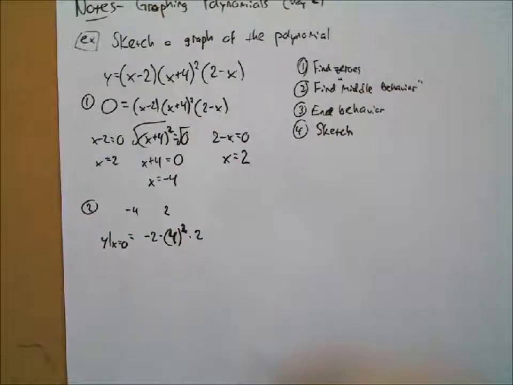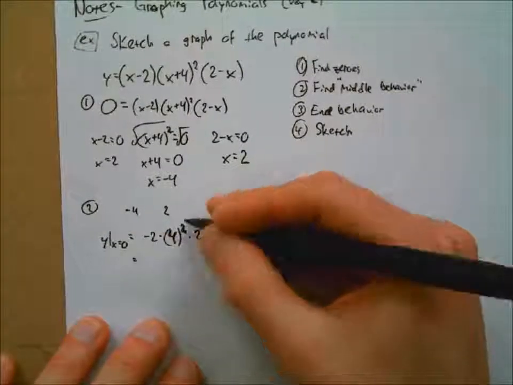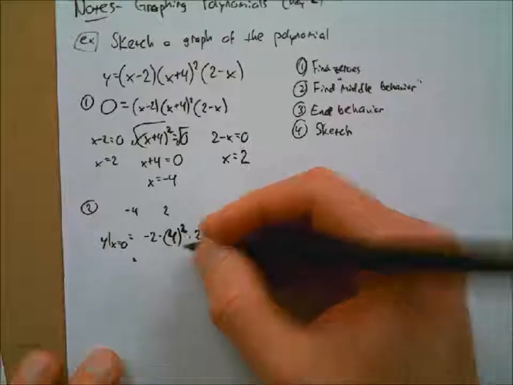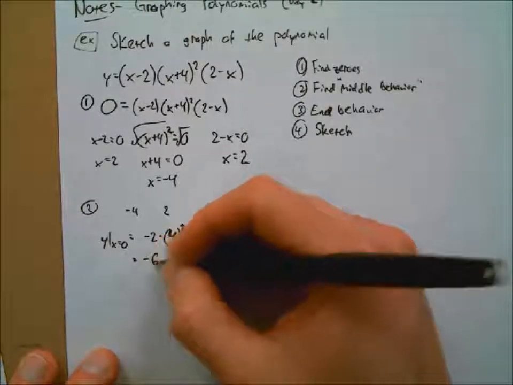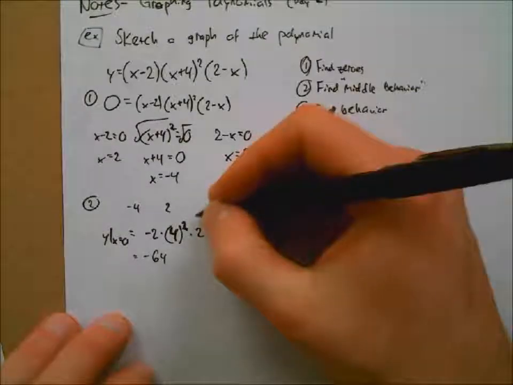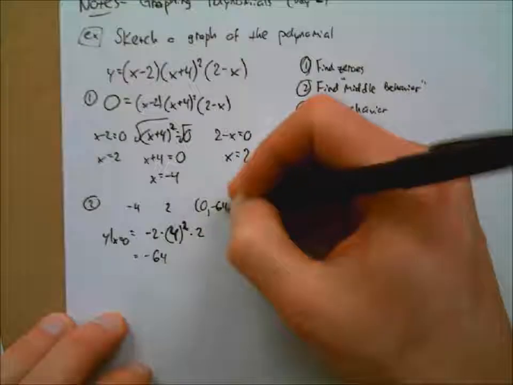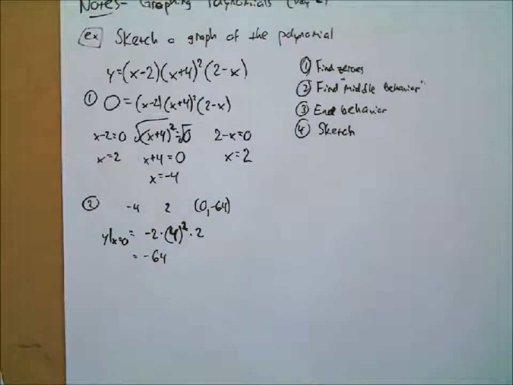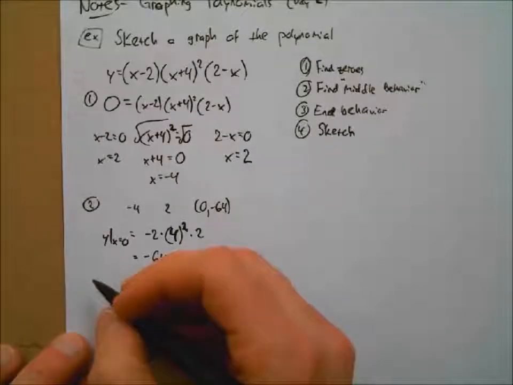Okay. And so that's negative 4 times 16, this would be negative 64. Okay, so we have the point 0, comma negative 64. And then the end behavior.